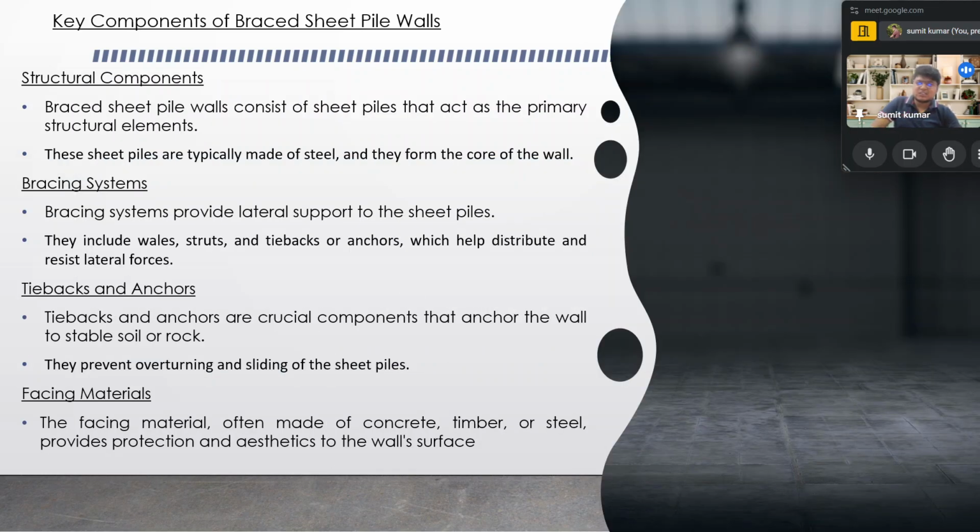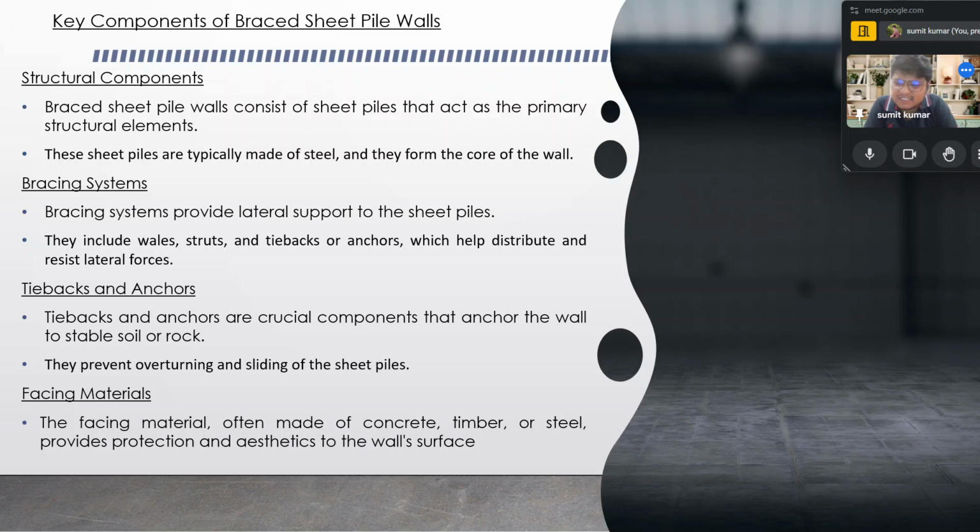When we conclude this section with the key components of the braced sheet pile wall, the first one is the structural component, which consists of the sheet piles that act as the primary structure. These sheet piles are typically made of steel. They form the core of the wall. Moving ahead, the bracing system will be there to provide lateral support to the sheet piles. As we see, the bracing system can be active or passive: the active tie bar or passive tie bar, and how they transfer the load through tension and through the anchorage between the ties and the soil.